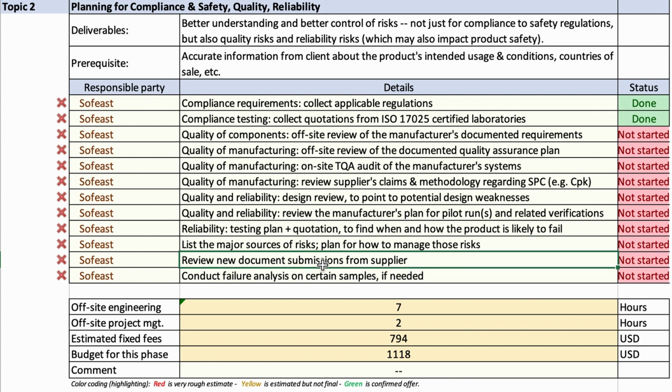We can review new document submissions. Usually when we review, we do an off-site review and also an on-site review. They will have a little bit of homework to improve on certain points, so we can review it. And we can also conduct failure analysis on some samples that were found non-functional, for example, that failed or maybe had a catastrophic failure.